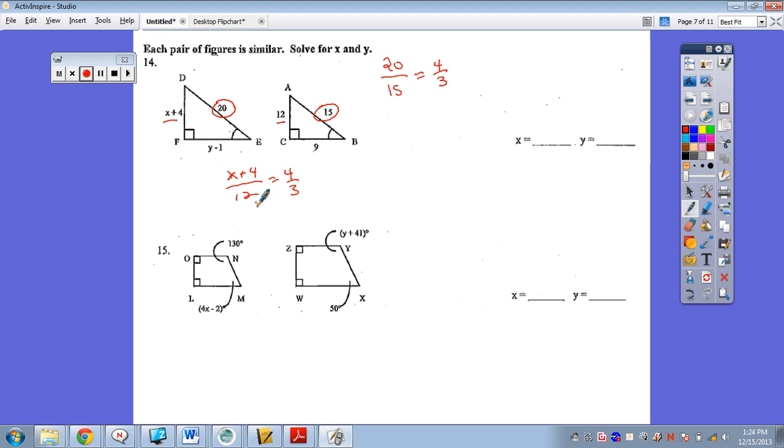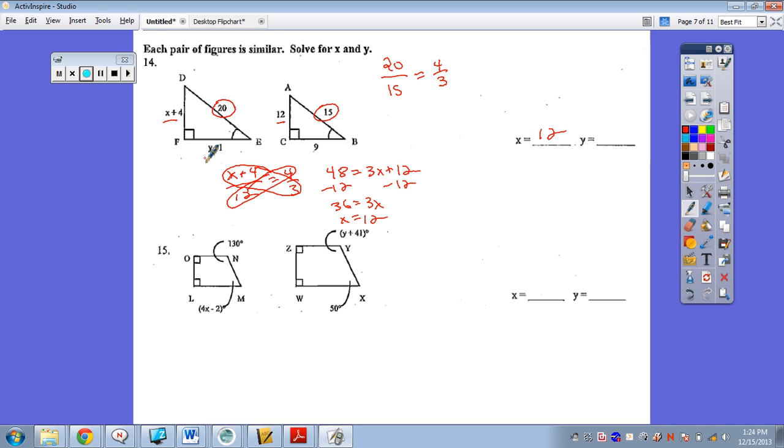Now this looks just the same as numbers 1 through 3 on your review. So you are going to cross multiply like we did before. 12 times 4 is 48. 3 times x plus 4, don't forget to distribute the 3 to both the x and the 4. Subtract 12, you get 36 equals 3x, divide by 3, x equals 12.